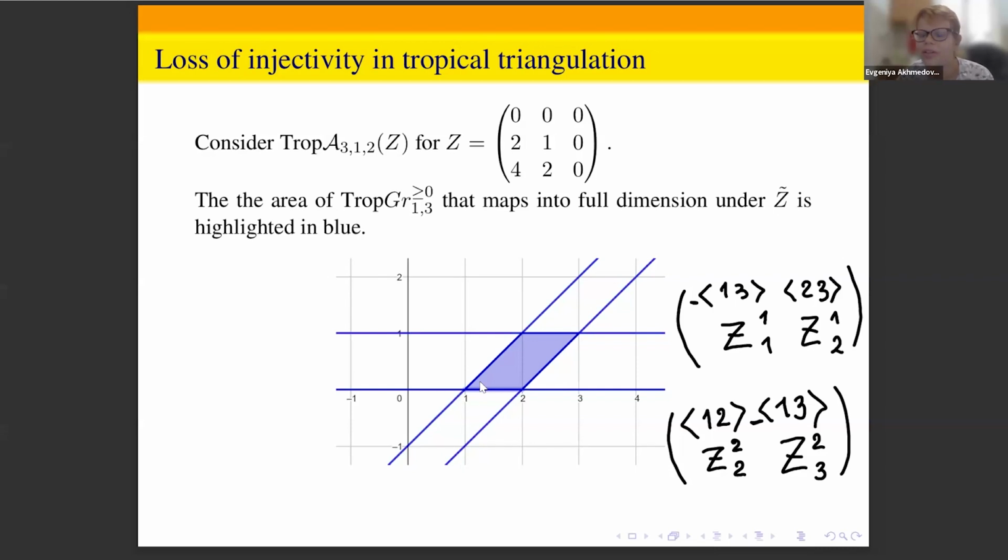And our hope is that we can see it as one part going into the tropical limit faster than the other. So we would have a leading part in this image of points tropicalizing to the blue parallelogram.